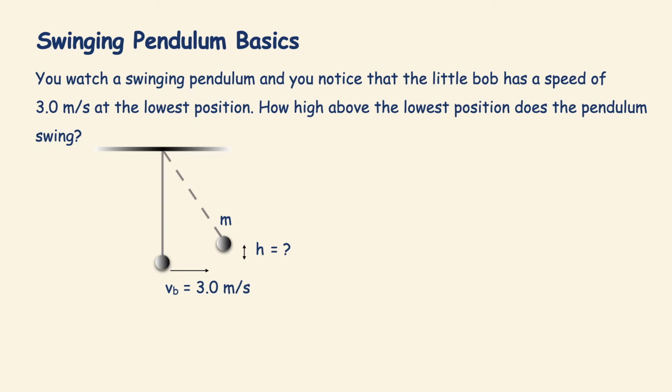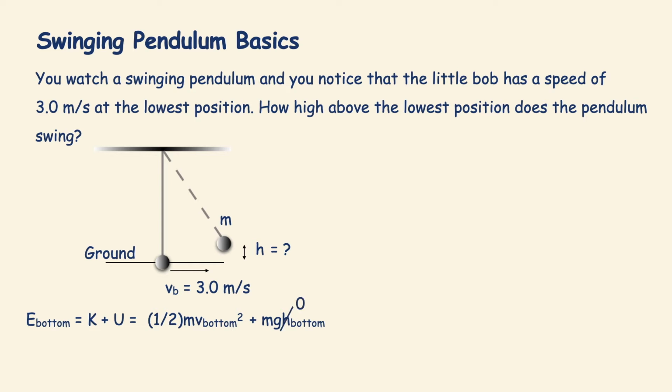Since we'll be considering energy here, we will need to start with marking our ground so we know where the gravitational potential energy will be zero. A natural choice will be the lowest position of the pendulum, so that the total mechanical energy there will be kinetic plus potential, equal to 1/2 mv squared plus mgh. Here at the lowest position, the speed will be the speed at the bottom, which the problem tells us is 3.0 meters per second, and mgh at the bottom will actually be 0 by virtue of our choice. That's how we chose our ground.